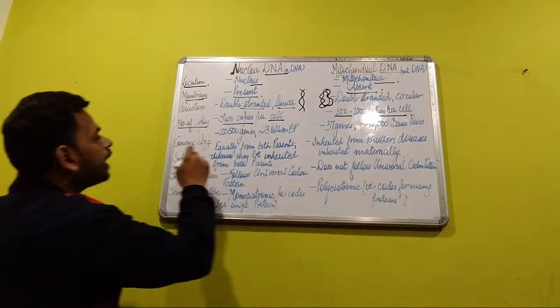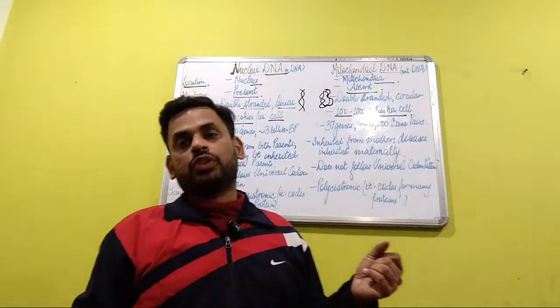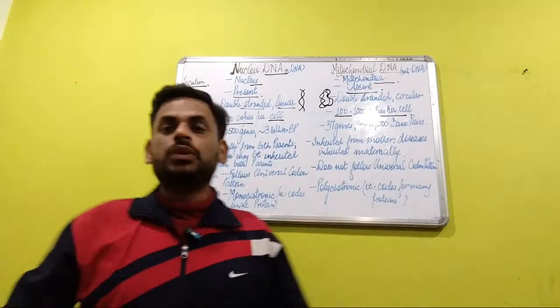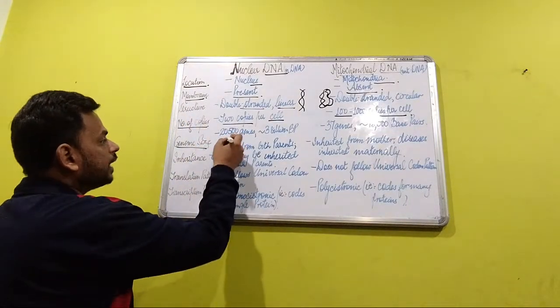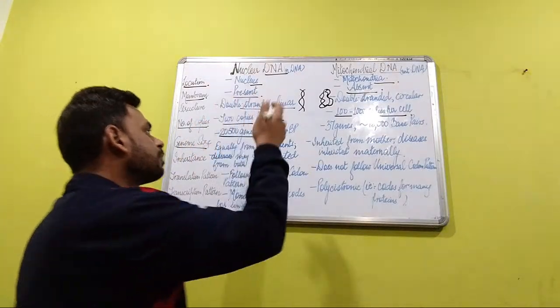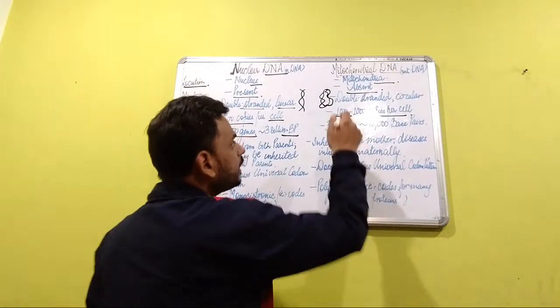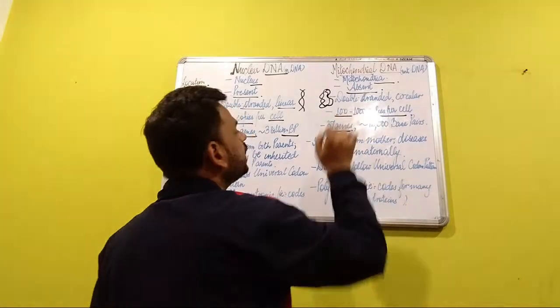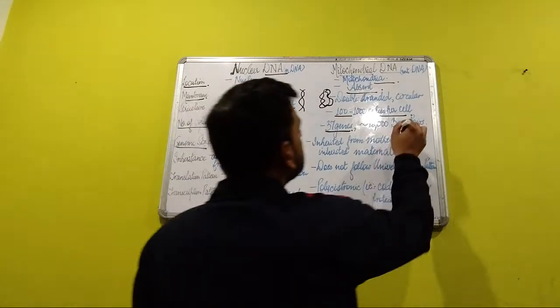Now, when we look at the genome size, the genome is the haploid set of chromosomes. The genome of the nuclear DNA contains about 20,500 genes and approximately 3 billion base pairs. But the mitochondrial DNA contains about 37 genes, with approximately 16,000 base pairs.